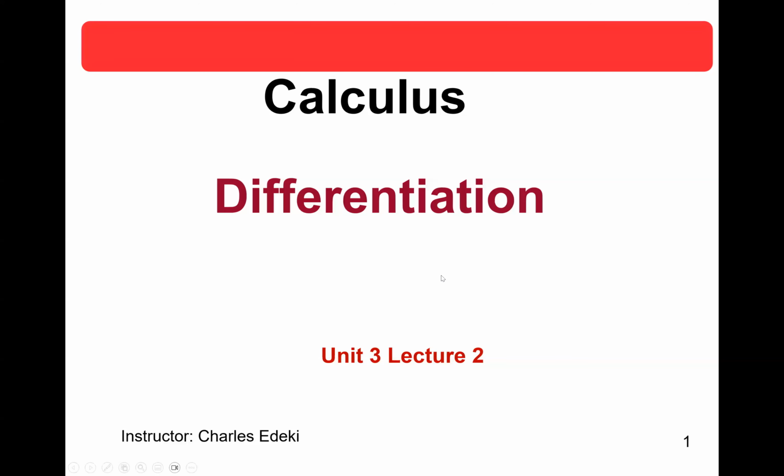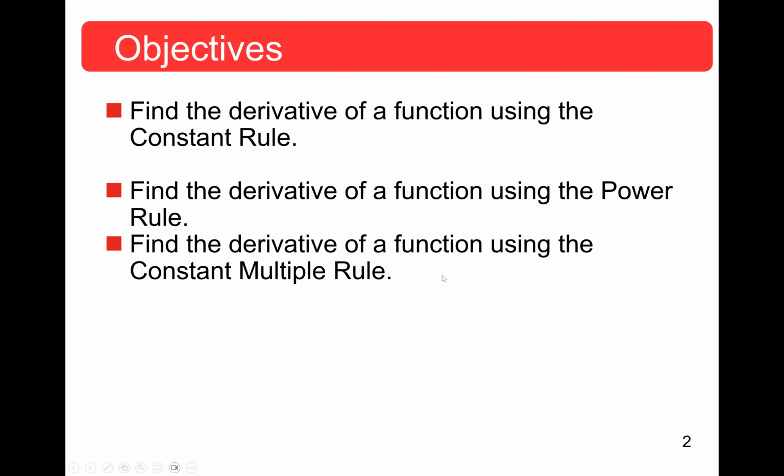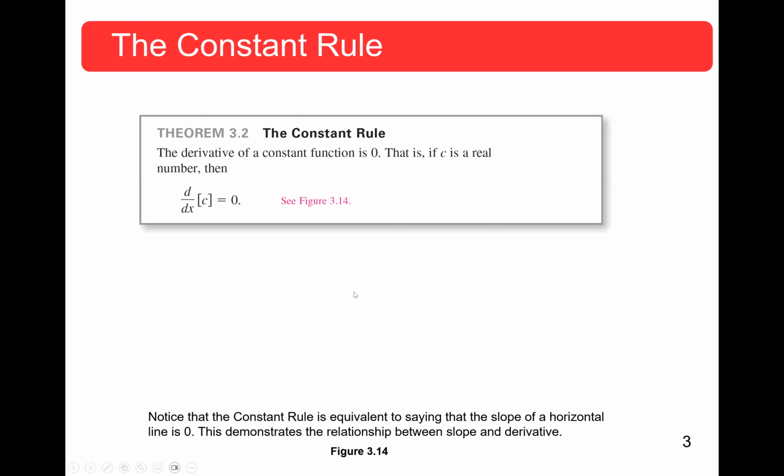In these lectures, we're going to learn how to find the derivative of a function using the constant rule, the power rule, and the constant multiple rule. So we start with the constant rule. If the function is a constant value, the derivative is 0. The derivative of a constant function is always 0, which we represent as d/dx of c equals 0, where c is a constant value.